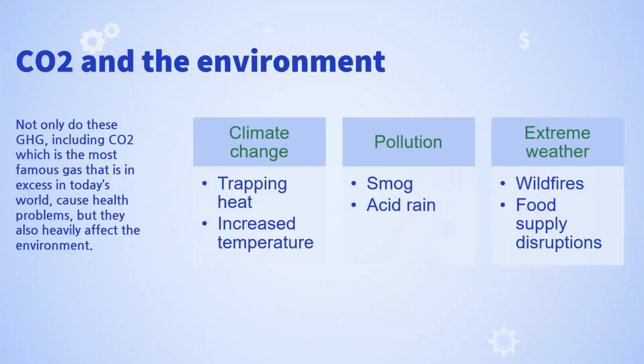We need CCS because, first, CO2, which is one of the main greenhouse gases emitted, is causing a lot of harm in today's world. Some of its repercussions include climate change, pollution, and extreme weather. Climate change leads to increased temperature, pollution leads to smog and eventually acid rain, and extreme weather leads to wildfires and food supply disruptions, all things that are basically detrimental to society.